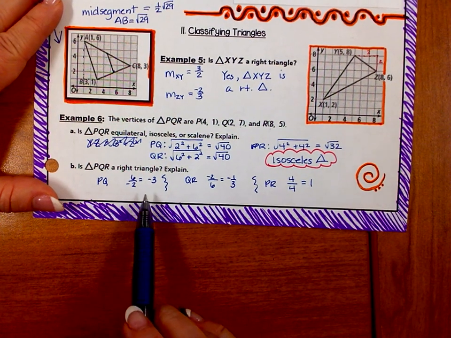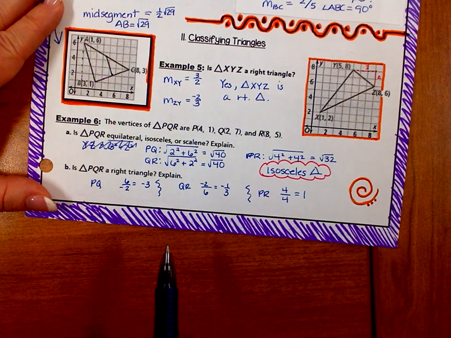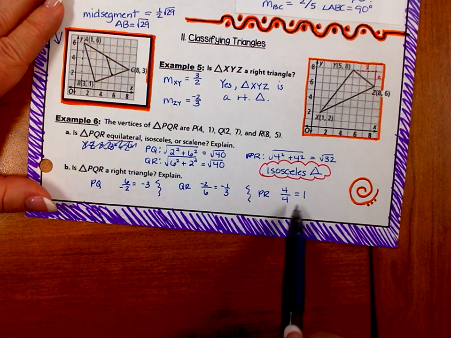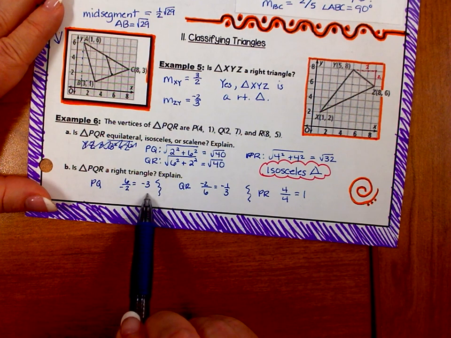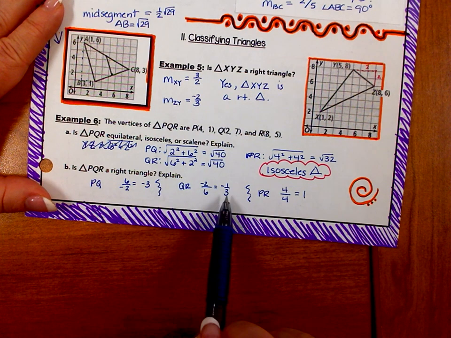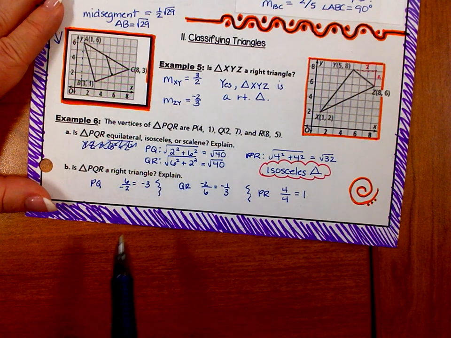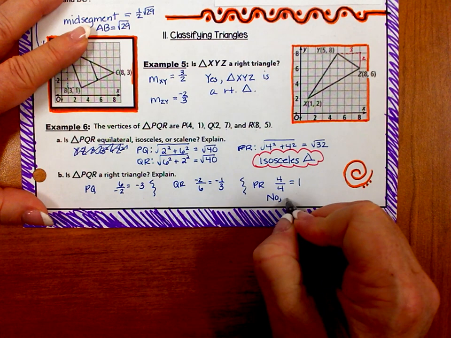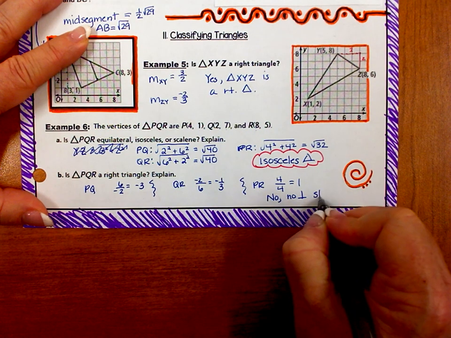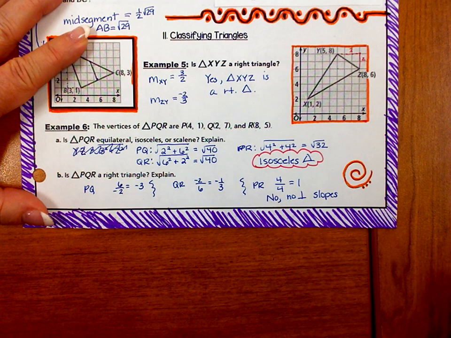Okay, so if it's a right triangle, then two of our slopes are going to be opposite reciprocals. So we know this one's not involved. So we have negative 1/3 and we have negative 3. If this was positive 3, or if this was positive 1/3, we'd have a right triangle, but there are no perpendicular slopes. So we're going to have to say that this is not a right triangle.